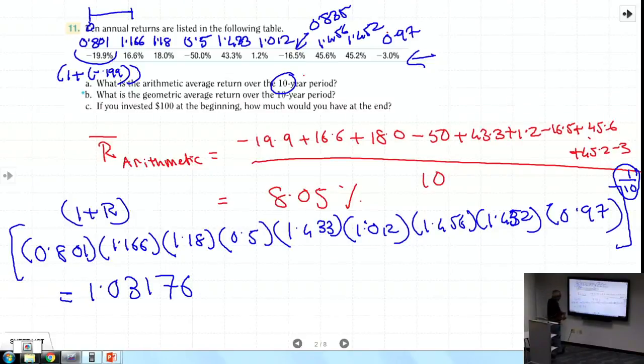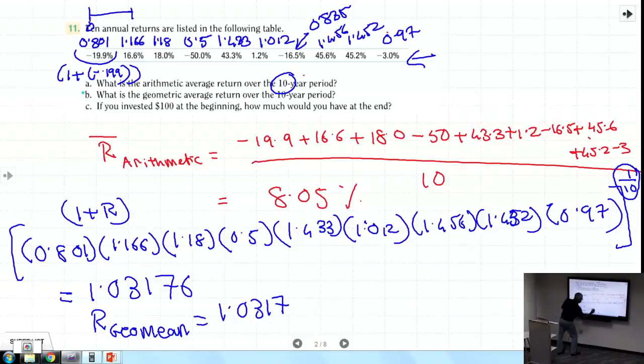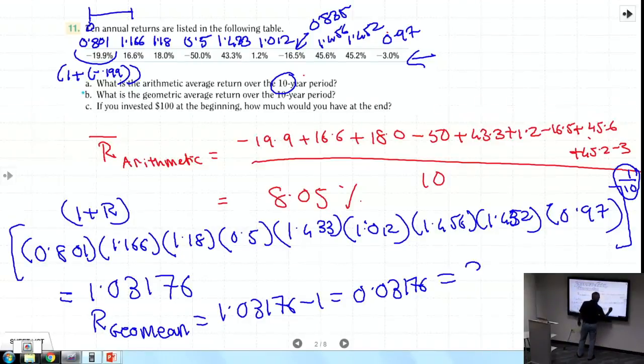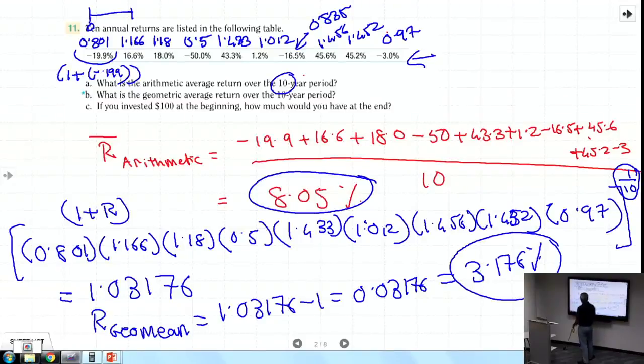Now to get the geometric average, R geo mean, or geometric mean, is going to be 1.03176, which is the product of all of this, raised to the power 1 over 10. I will subtract 1 from it, 0.03176, which would be 3.176%. So you can see that the numbers are quite different. For the same series of numbers, geometric mean and arithmetic mean will have 2 different numbers.